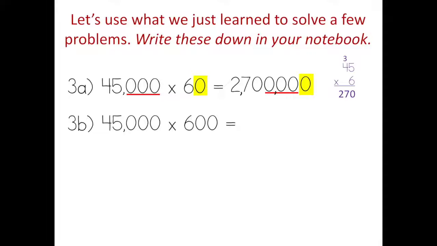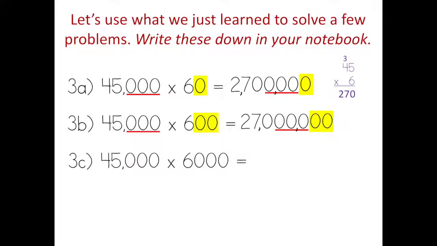Well, we already know that 45 times 6 was 270. And then I have to account for my place value. I have 3 zeros in the first factor, so I'm going to add my 3 zeros in. I have 2 zeros because it's 600 in my second factor, so I have to add those as well. Now I can add my commas. Remember to always count from the right when you're adding your commas. There's 3 digits in each period. And then we can read it accurately. 27 million.